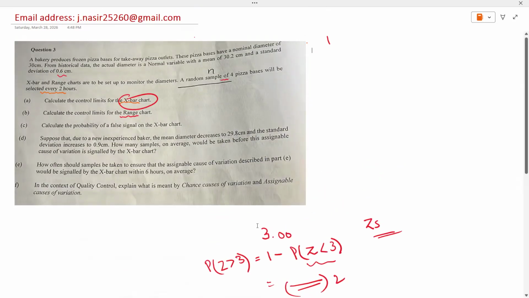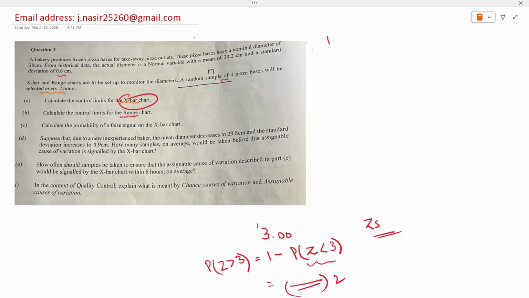Suppose that due to a new inexperienced baker, the mean diameter decreased to 29.8 centimeters, and the standard deviation increases to 0.9. So here you see, there's a difference. Let's move to the F part first.